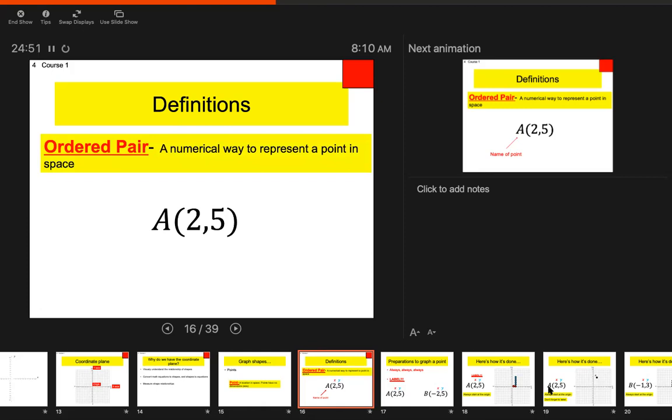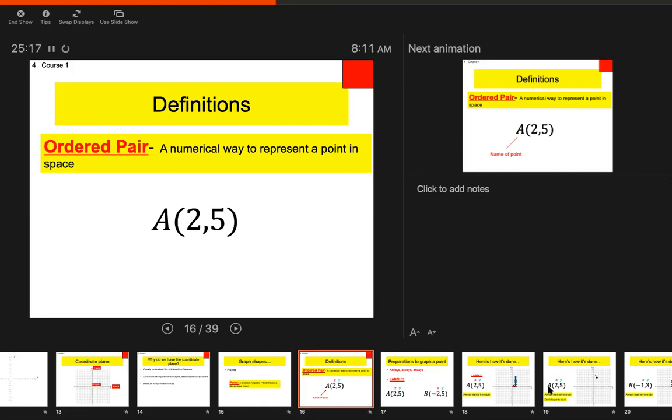Our goal today is to take a numerical representation of a point and graph it on a coordinate plane. That starts with knowing how it's represented with numbers and letters. This is how it's done. This is one point. It will always be a capital letter. It will always be italicized. It will always be two parentheses. It will always be a comma.